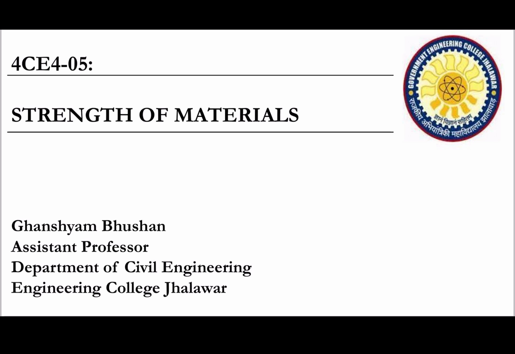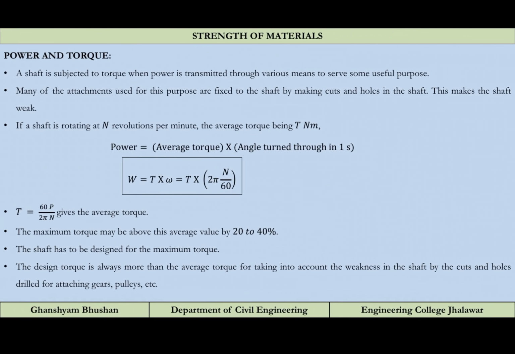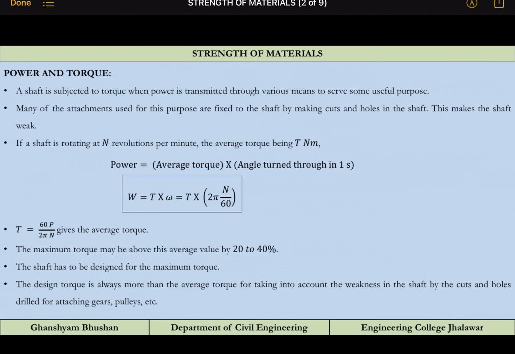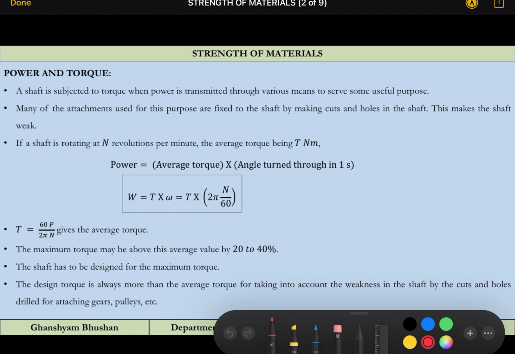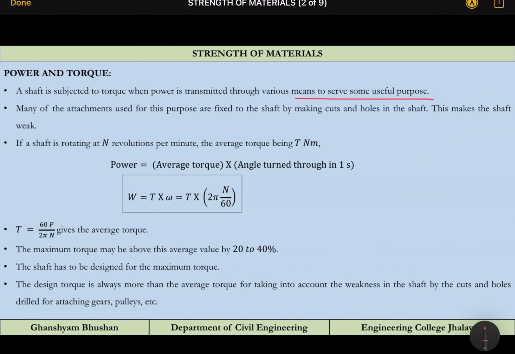So let us try to understand why the shafts are being used. The shafts are used to transmit power. So we will see the connection between power and torque. A shaft is subjected to torque when power is transmitted through various means to serve some useful purpose. The main purpose of the shafts is to transmit the power from one component to the other component.